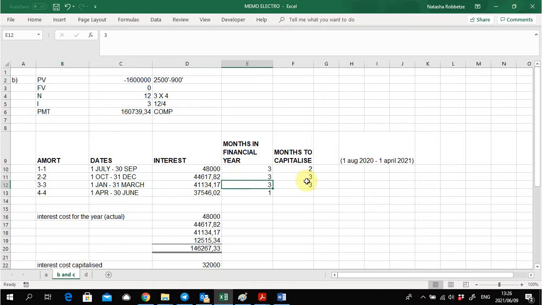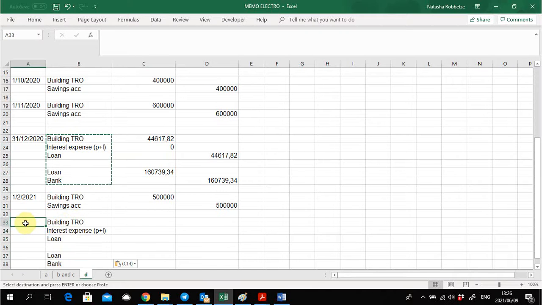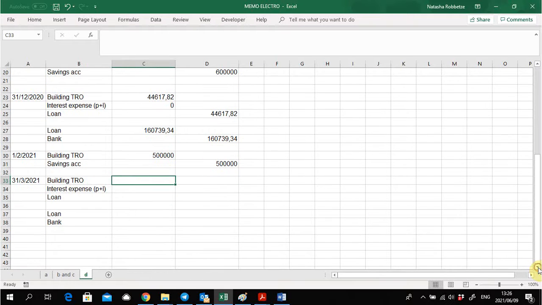So here we can again see that a payment is due. So at this point, I am literally just going to copy and paste and just put in the correct date, 31st of March 2021. Now we need to go and check our calculations and see what portion of the interest can be capitalized.